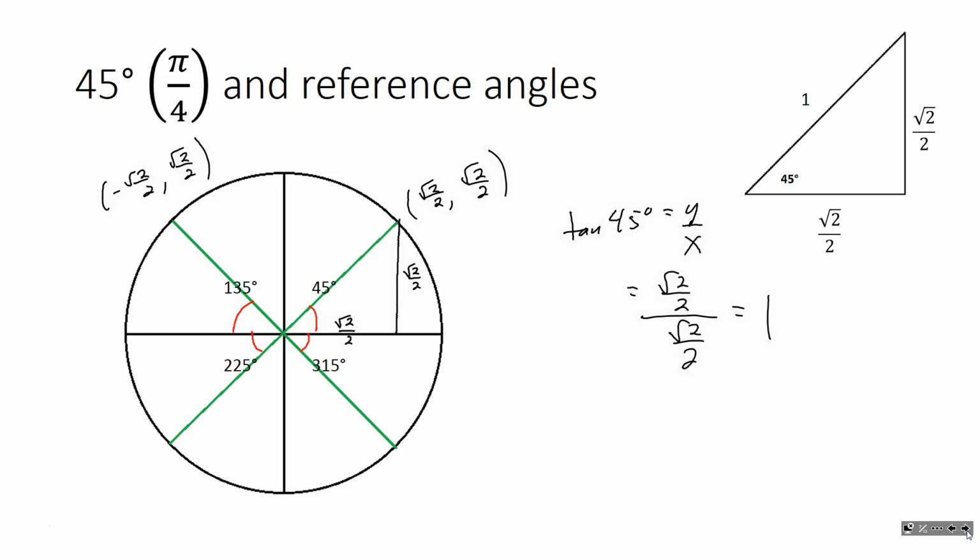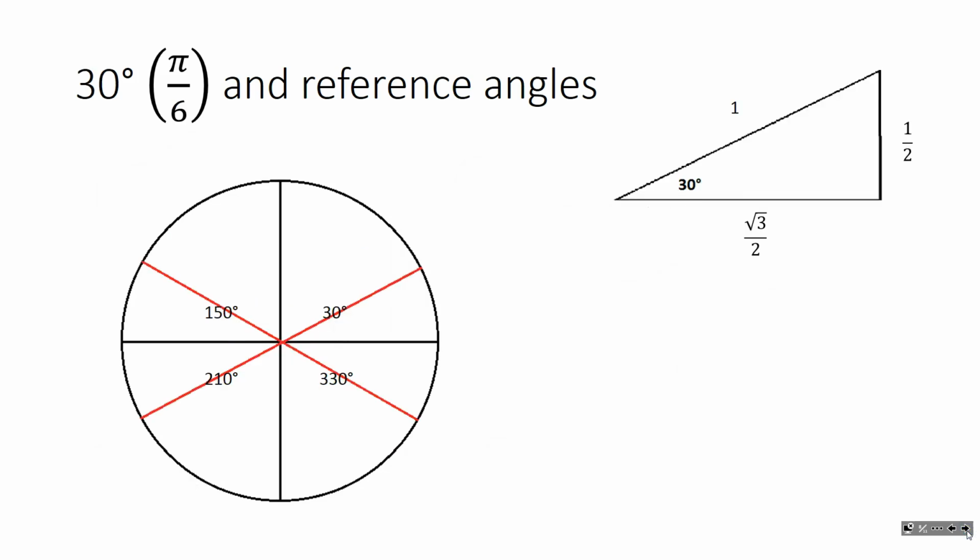At 225, that's in quadrant 3. Both values would be negative there. And for 315, notice that while your x value would be positive, your y value would be negative. Let's do the same thing with these angles: 30, 150, 210, and 330.